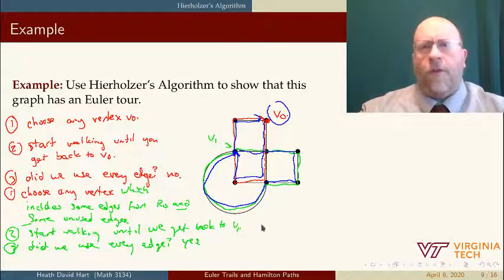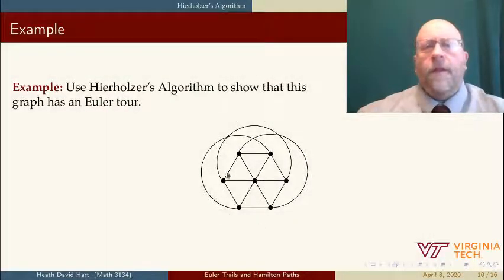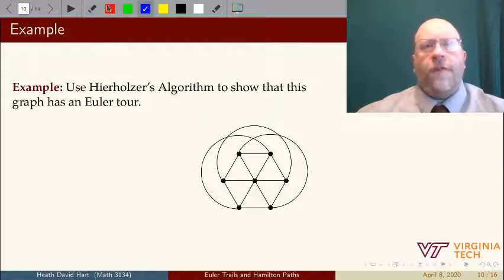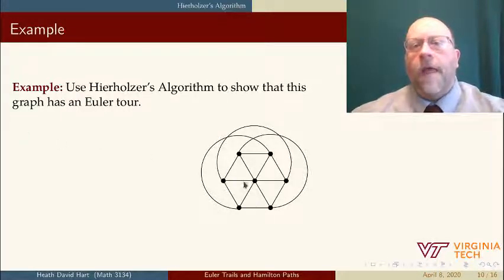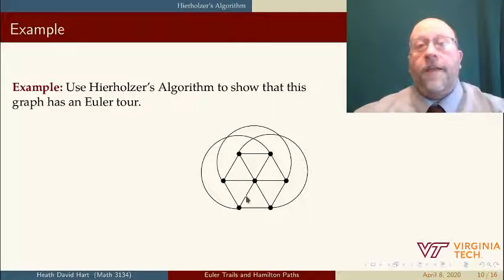Let's try another example, a little bit harder one. Let's use Hierholzer's algorithm to show that this graph has an Eulerian tour. Okay? I'm going to start by picking any vertex and follow edges until I hit my first vertex again. So I'm going to start right here in the center. This is going to be V0. And I'm going to intentionally wrap up quickly. Here's a circuit that starts at V0 and ends at V0. That's my first circuit.